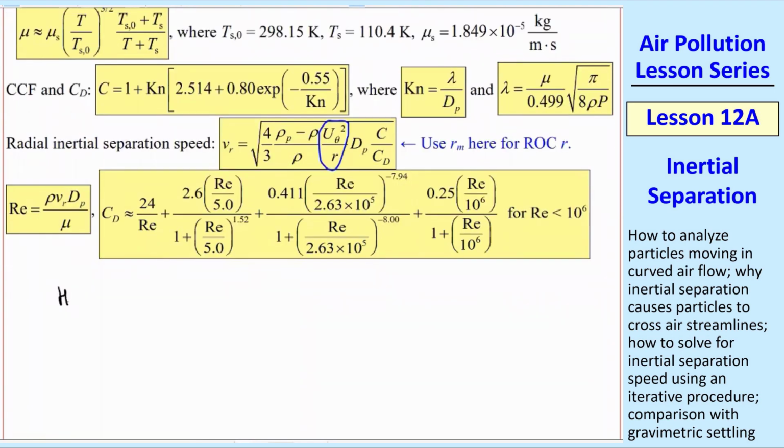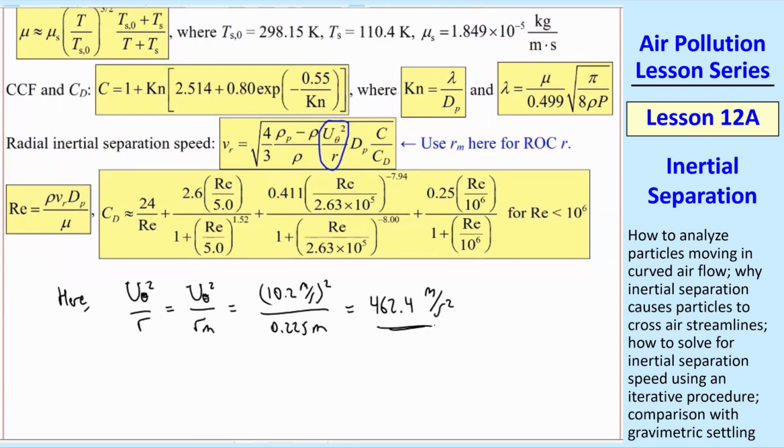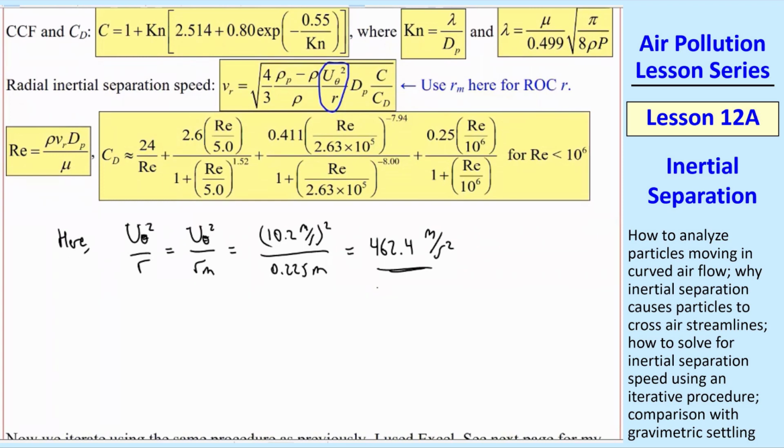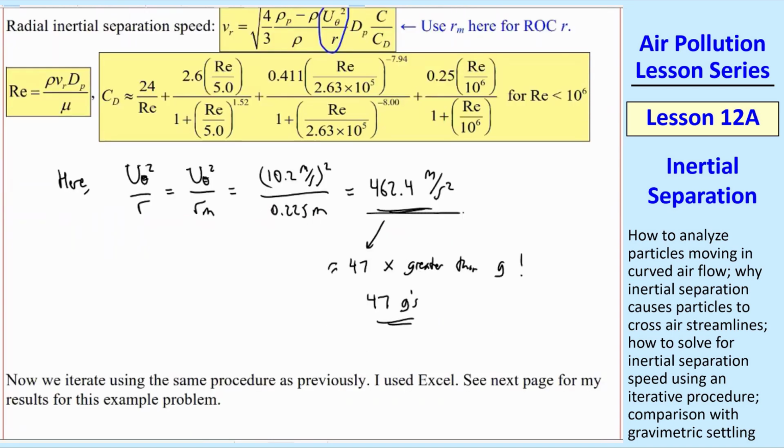So let's plug in some numbers. U theta squared over r is u theta squared over Rm here at our location. Plug in the numbers, and I get 462.4 meters per second squared, which is an acceleration. Notice how much bigger this is than gravity. If you take this acceleration divided by gravity, this is about 47 times greater than g. So that's a pretty high acceleration. In other words, it's 47 g's. Well, once we have this, we just replace gravity with that and iterate.